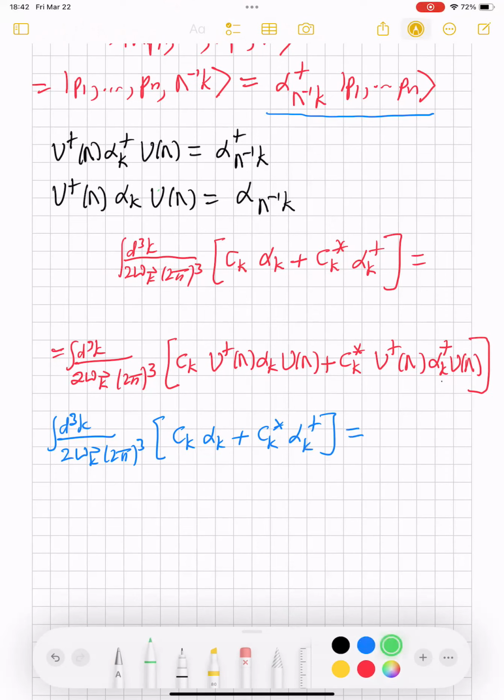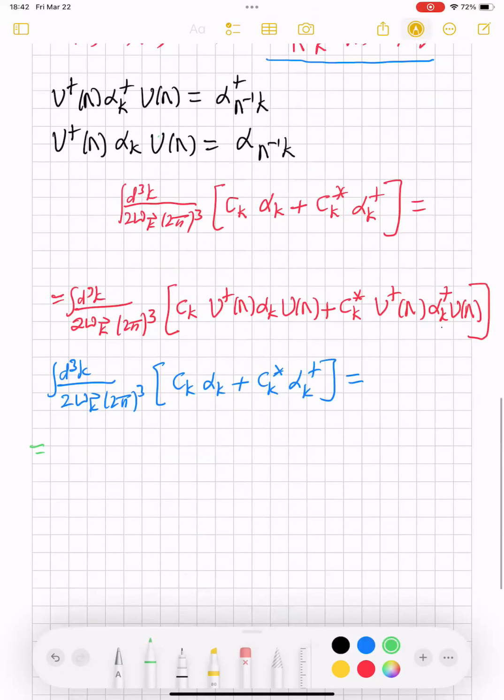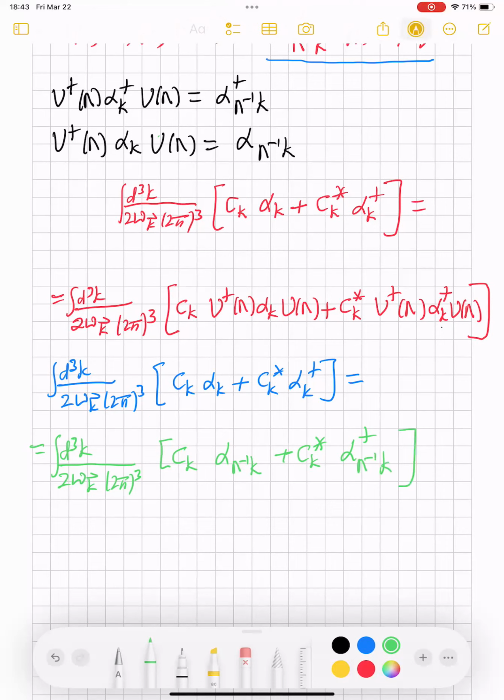And now, what will this be equal to? Well, we have an integral d3k over 2 omega k 2 pi cubed. And then we've got ck, and then we know that u dagger lambda alpha k u of lambda is alpha of lambda to the minus 1 k plus ck star, and now we've got alpha dagger lambda to the minus 1 of k. So this is the equation that we've got.